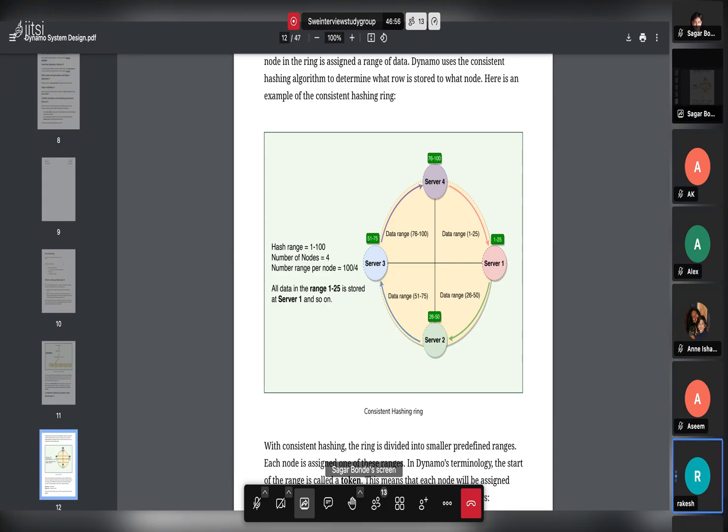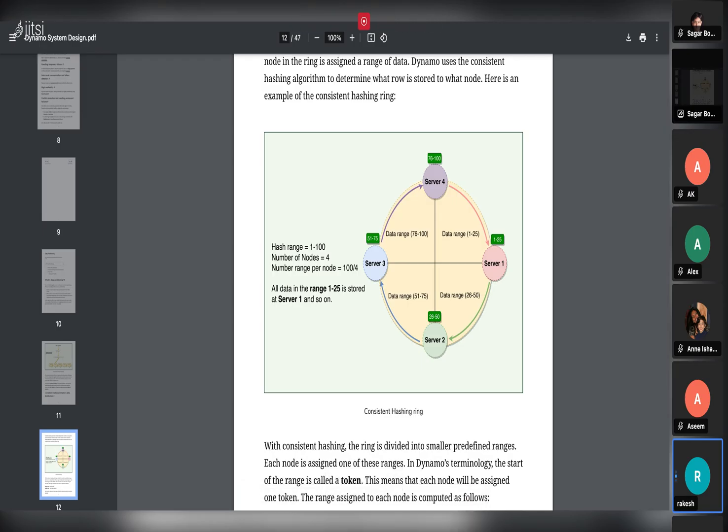So here, every server has different data, and the hash range is 1 to 100. The number of nodes is 4, and the number range per node is 100 by 4. So all data in the range 1 to 25 is stored at server 1, and so on.